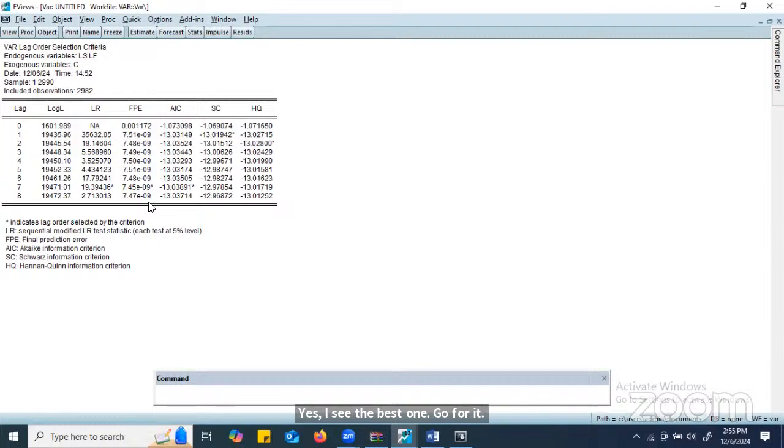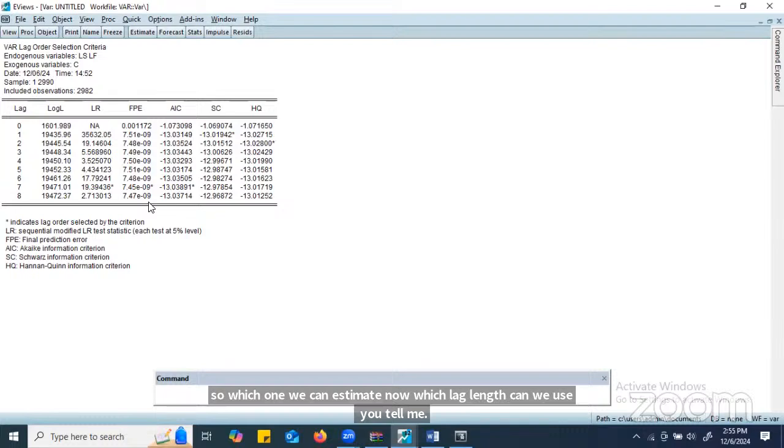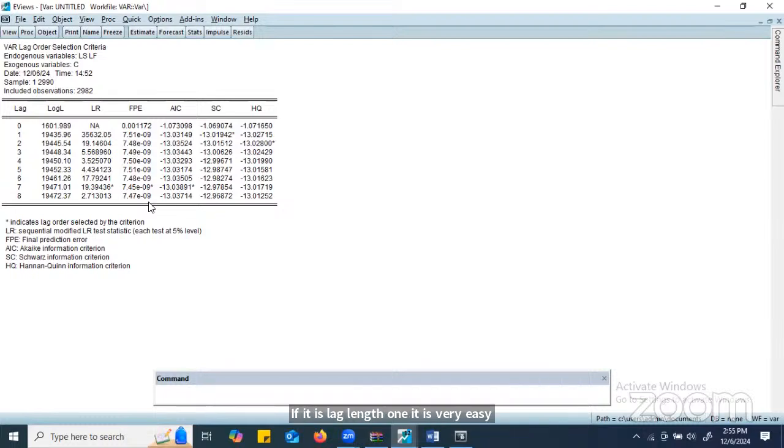Which lag length can we use? You tell me. If it is lag length 1, it is very easy for me. With lag length 7, the estimation will be huge and the specification very lengthy. So which one do you want? I'll give the option: 1, or 7, or go with 2. Do you want to go for 7?